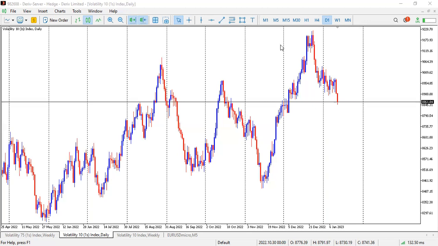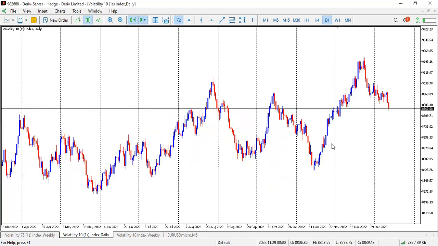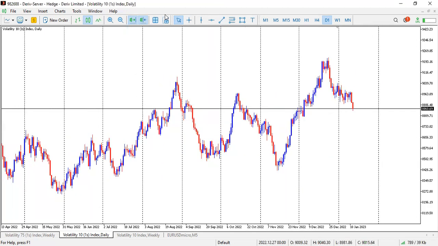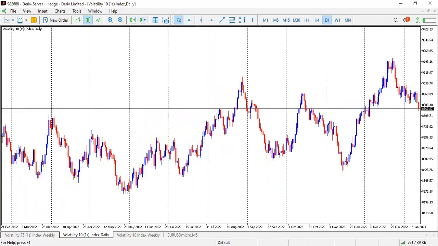Right now, this is our daily time frame, which is my higher time frame. Once you open your chart, look at it very well. On my daily time frame, what is the order flow here? Are we bearish or bullish? Are we in an uptrend or a downtrend? Which trend are we in?